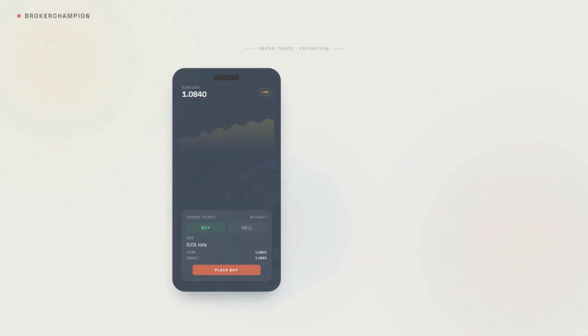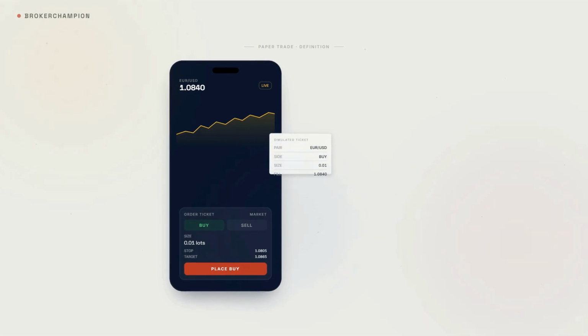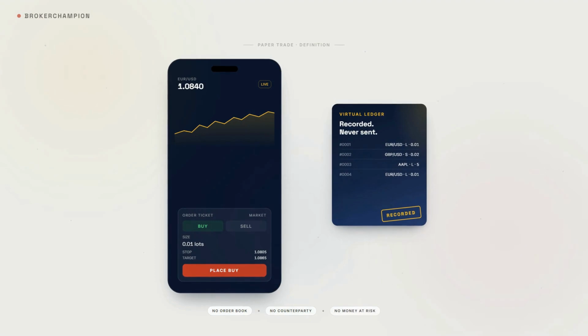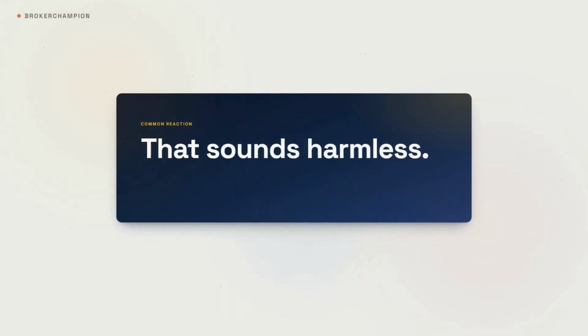A paper trade is one simulated transaction placed on real market prices. Same chart you'd see live, same order ticket, same stop loss field, but when you click buy, nothing actually leaves the platform. The trade gets written to a virtual ledger. No order book, no counterparty, no money at risk. That sounds harmless. It isn't.